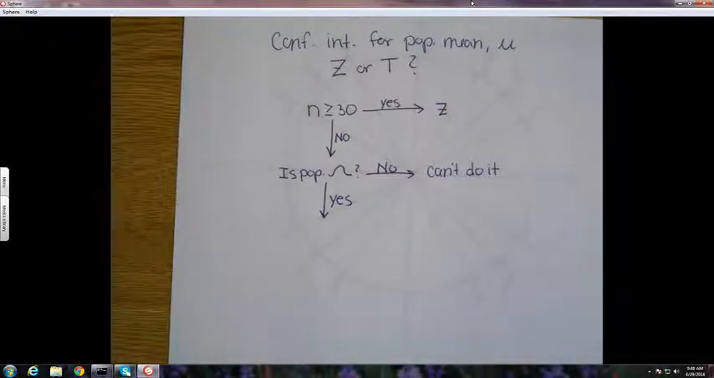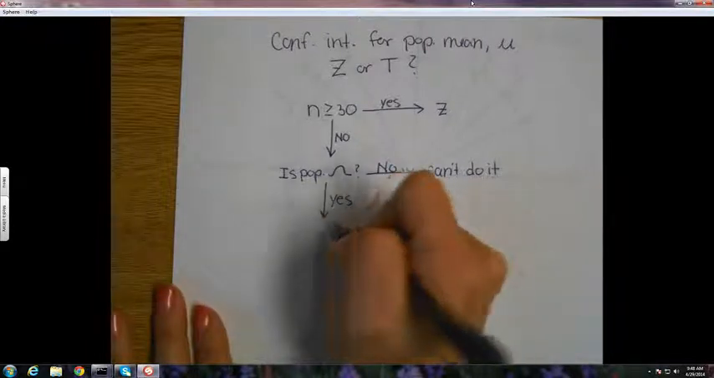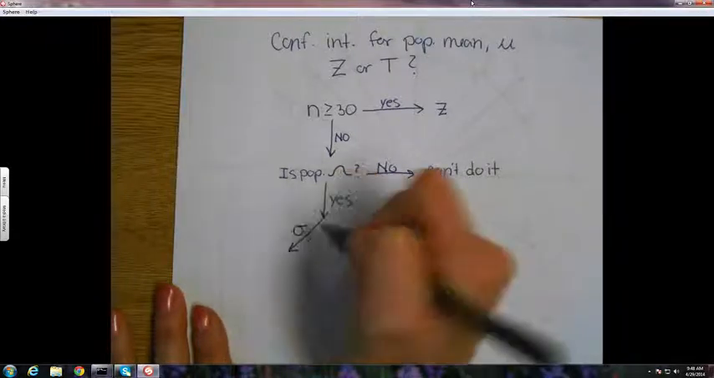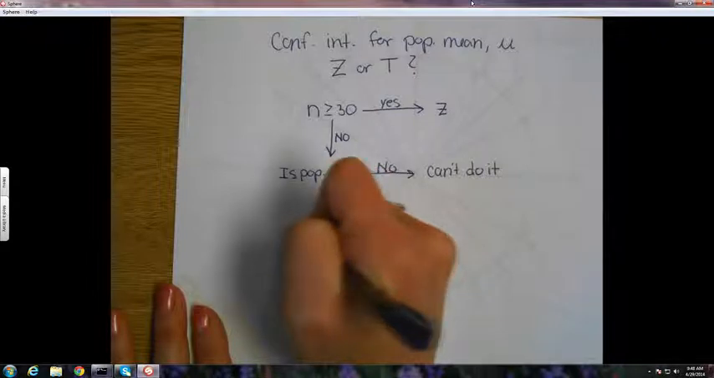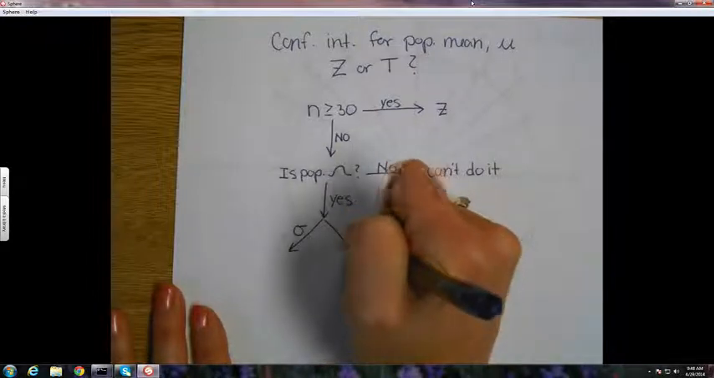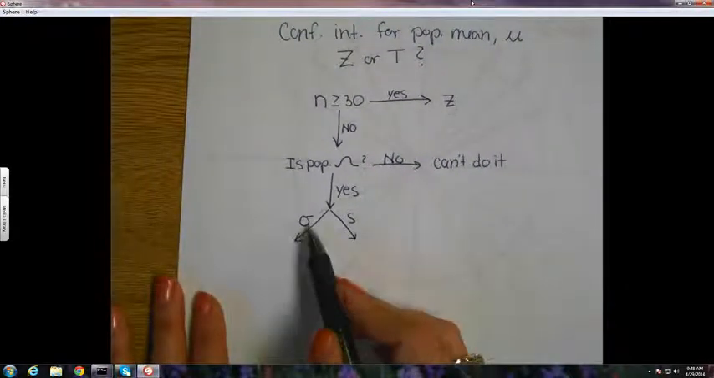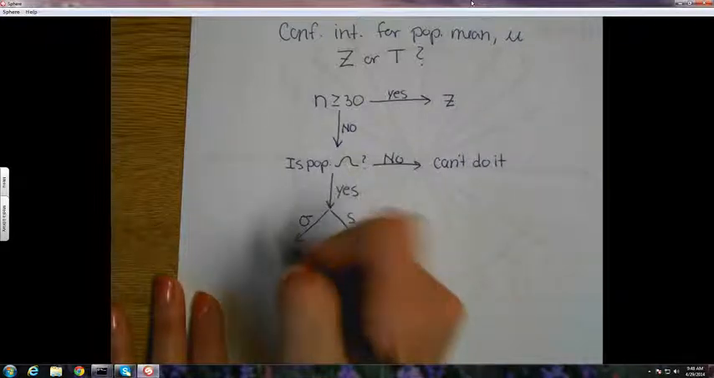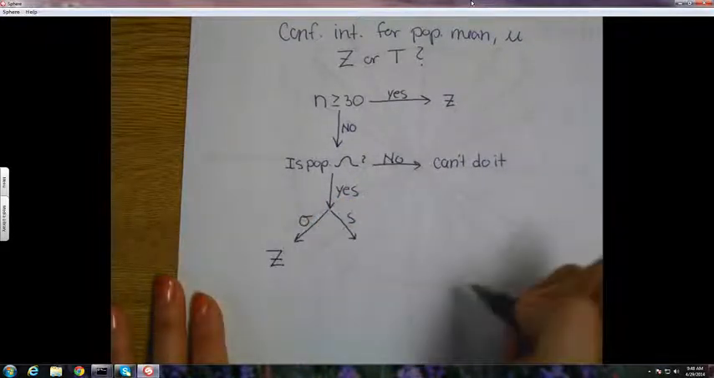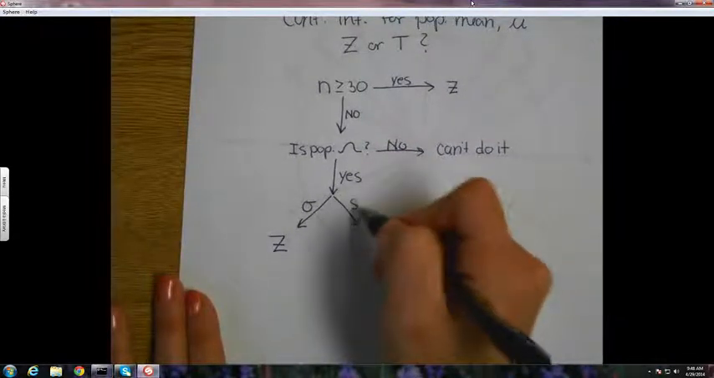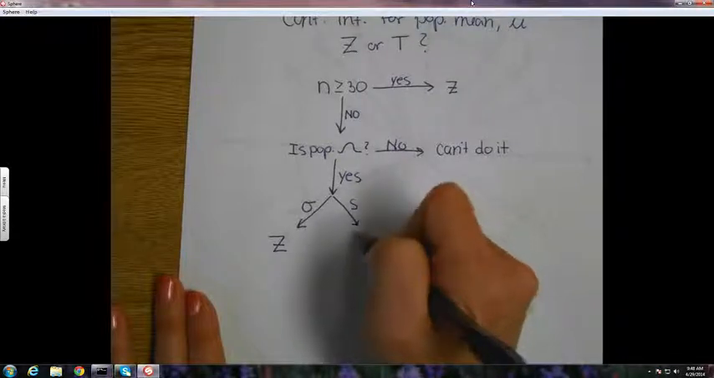there's still one more thing I forgot to tell you. There is a way to have a small sample and still do a Z. There's two things here. Do they give you the population standard deviation, or do they give you the sample standard deviation? If they give you the population standard deviation, even though we have a small sample, you can still do a Z. So a small sample doesn't automatically mean T. If you only know the sample standard deviation, then you do a T.